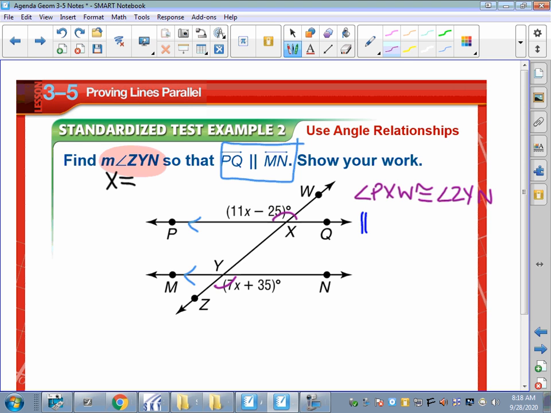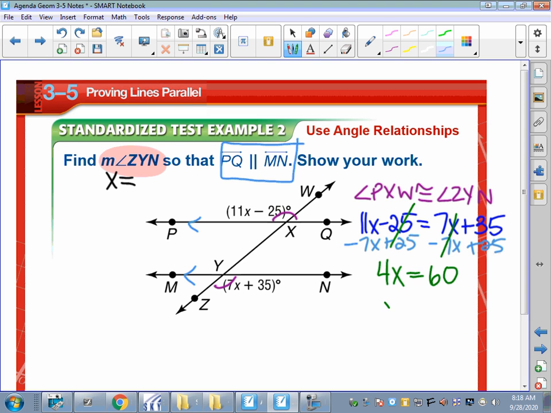PXW is 11x minus 25. Replace that congruent with an equal. ZYN is 7x plus 35. Hopefully everybody feels confident solving an equation. I'm going to do two steps at once. If you need to break them up, please feel free to do so. That looks like it's going to be a 4x equals 60. So x must be equal to, I think that's a 15.